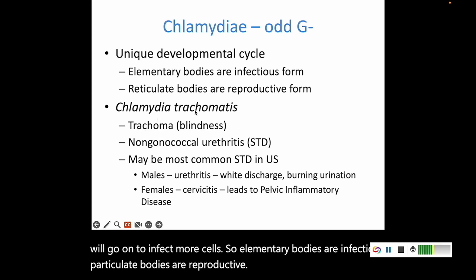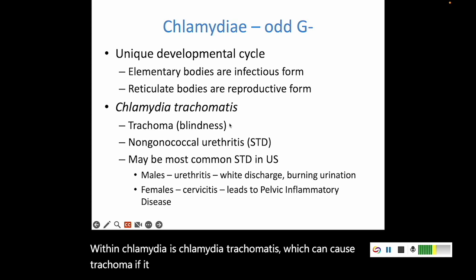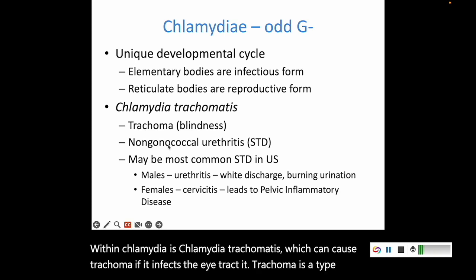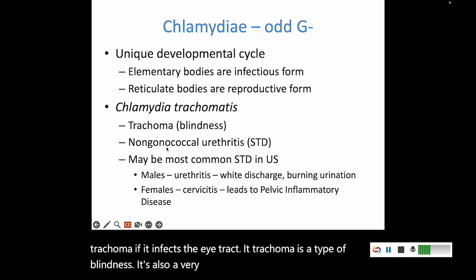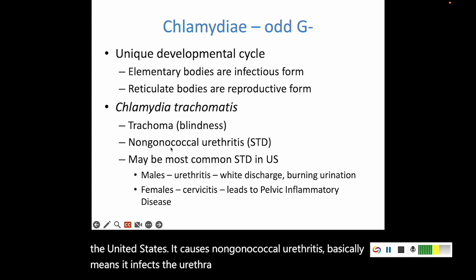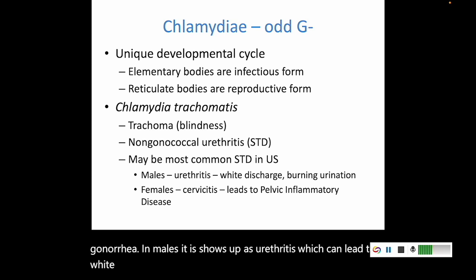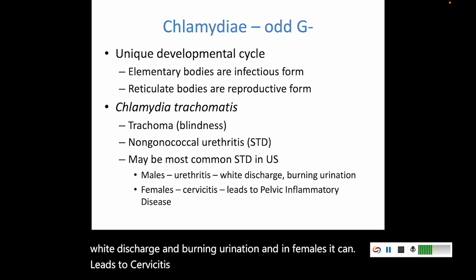Within chlamydia is Chlamydia trachomatis, which can cause trachoma. If it infects the eye tract, trachoma is a type of blindness. It's also a very common sexually transmitted disease in the United States. It causes non-gonococcal urethritis. Basically means it infects the urethra, but non-gonococcal, it's not gonorrhea. In males, it shows up as urethritis, which can lead to a white discharge and burning urination. And in females, it can lead to cervicitis. It can infect the cervix and lead to pelvic inflammatory disease.